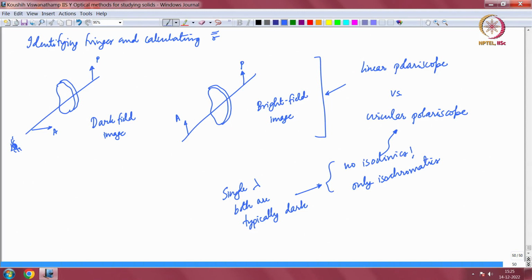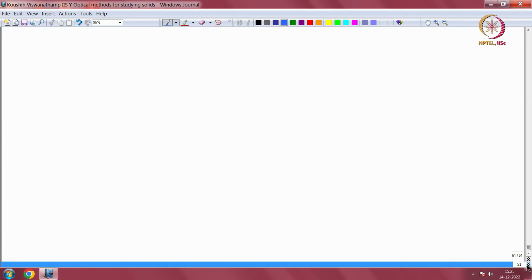Okay. Now, there are a couple of other optical elements that we need to know about. The first is what is called a quarter wave plate.